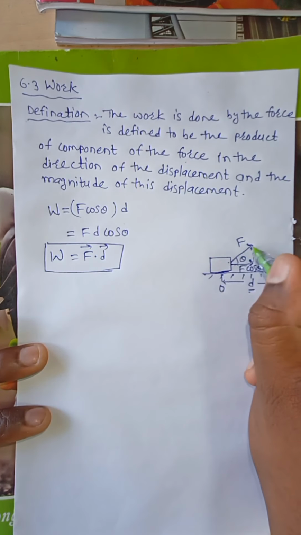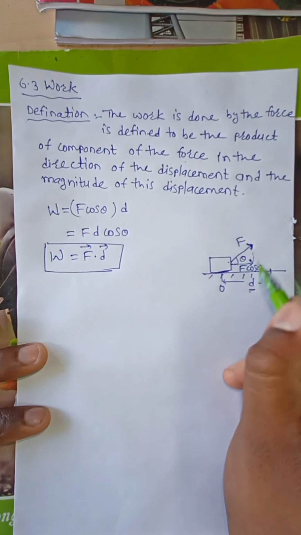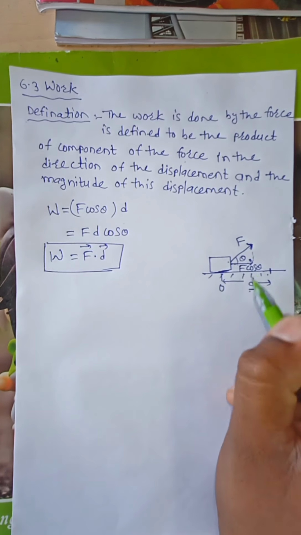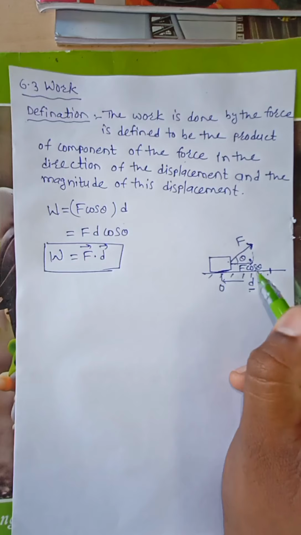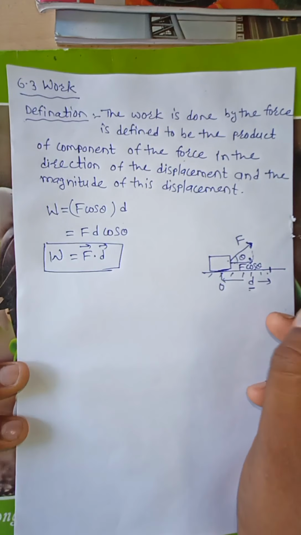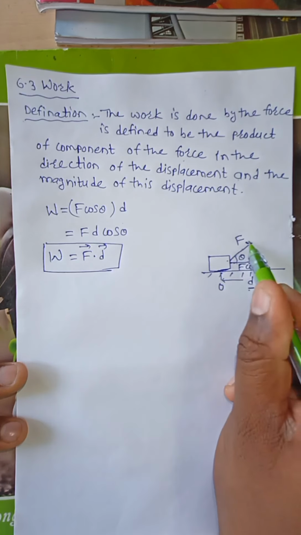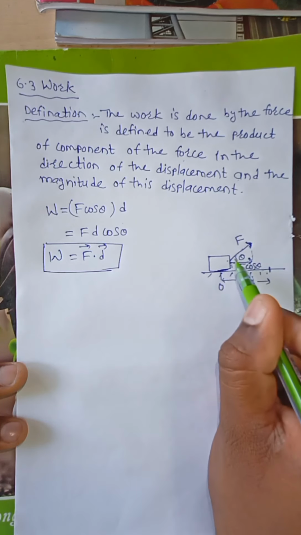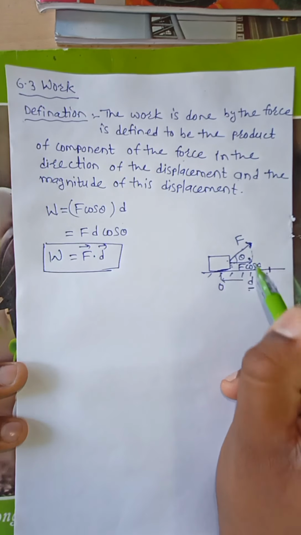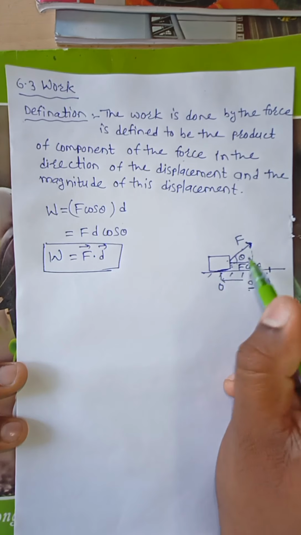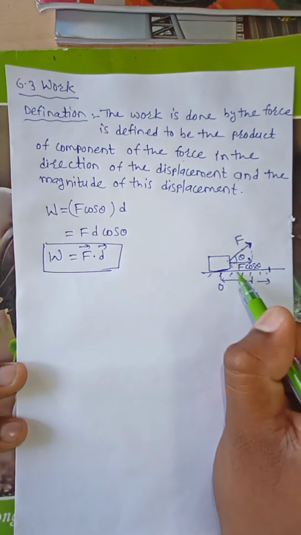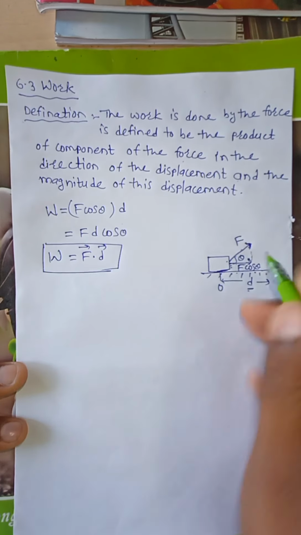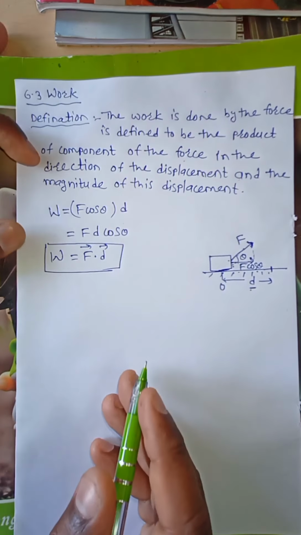You apply a force in that direction, then we take the product between the component of force along the displacement and the displacement, and that is known as the work done. If the force is in that direction, the displacement is in that direction and the angle between them is theta, we take the component of force along the displacement, that is f cos theta, and d, their product is known as the work done.